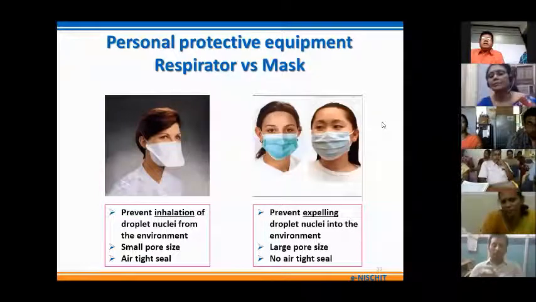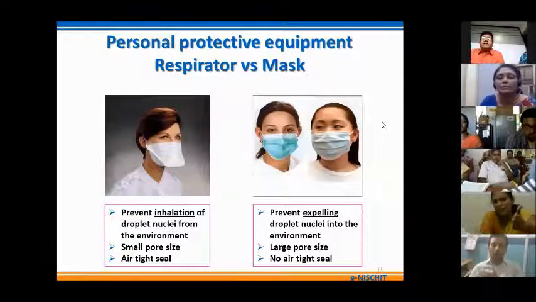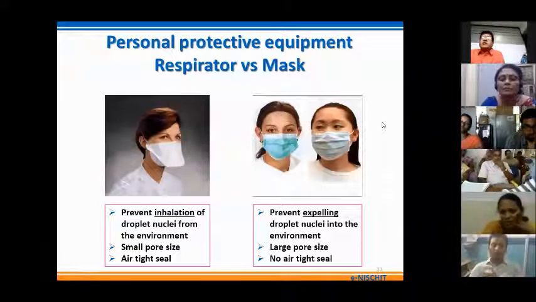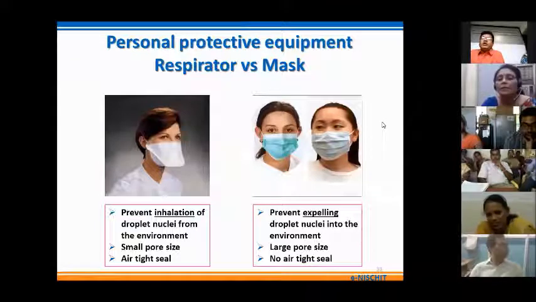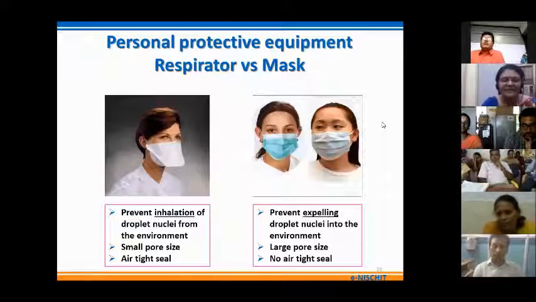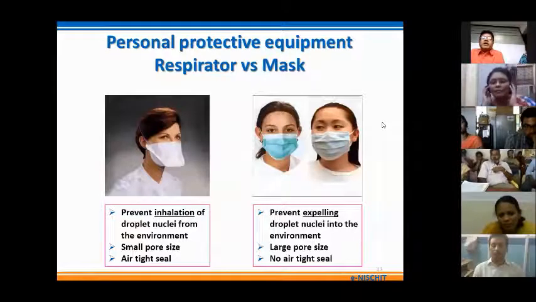The respirator protects against inhaling all the infectious particles that are there outside, whereas for the patient, if you see the mask, the patient is already infected. There is a lot of infection in his chest. So when he sneezes or coughs, that droplet nuclei should really not go out into the environment. So it protects it from coming out. So one is for inhalation, one is for exhaling. So it is important that patients wear the mask, and it is important that healthcare workers have a safe inhalation through a respirator. So these are the two differences here.